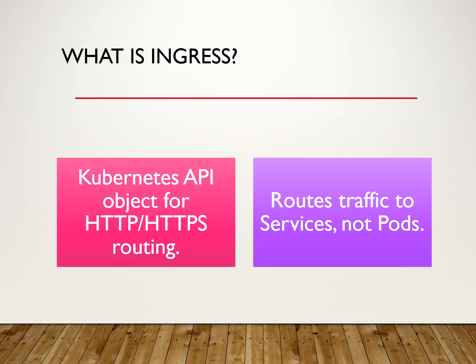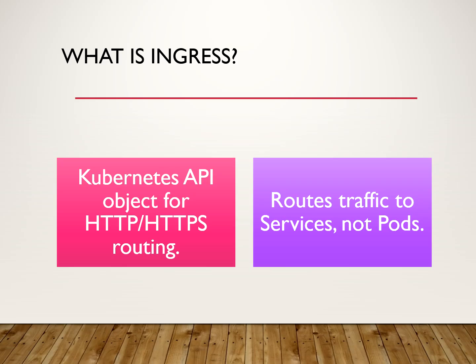If anyone asks you in an interview, what is Ingress? Or are you aware of Ingress? You need to understand that Ingress is a Kubernetes API object. It is used for defining routing of HTTP and HTTPS traffic to the services which are present inside the cluster. Notice something important here. Ingress is not sending the traffic directly to the pods.